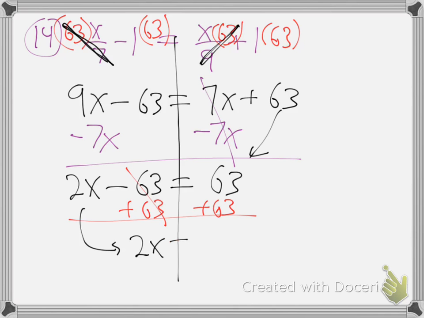Bring down the 2x. This is 126. Last step is always divide by identically what's next to x. Right? Just exactly what's next to x. Divide on both sides. So that'd be 2, 2, boom. X is, what is that? 63, yeah. X is 63. Not making sense.